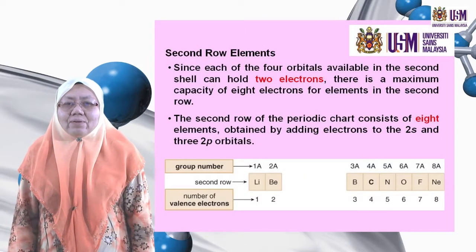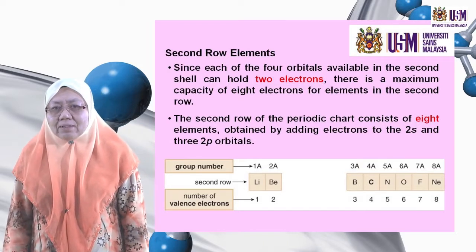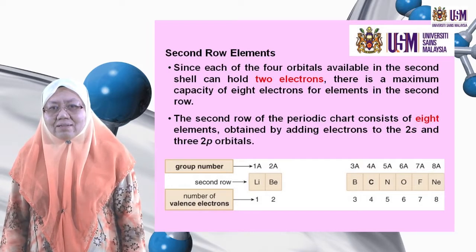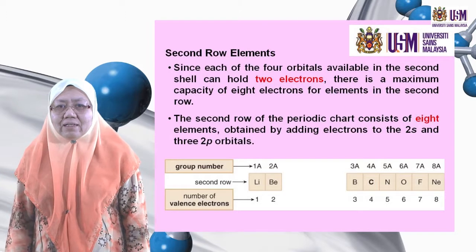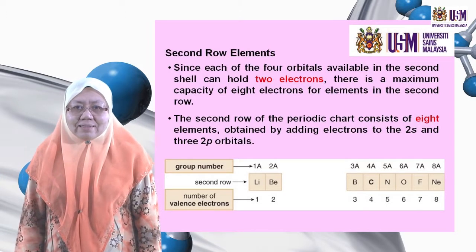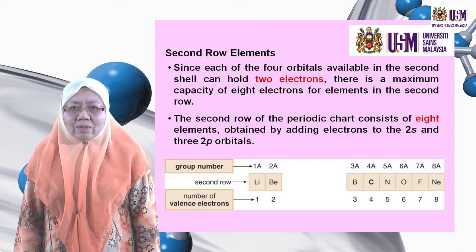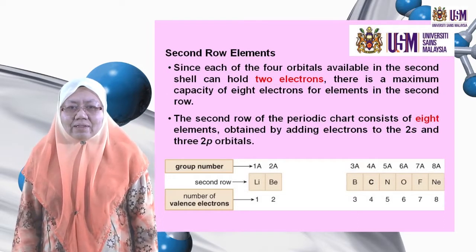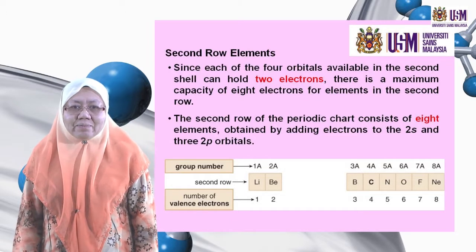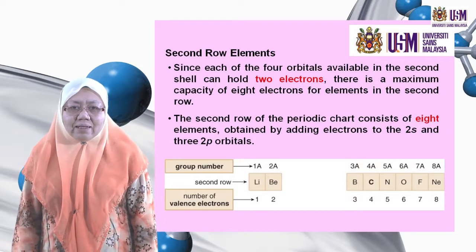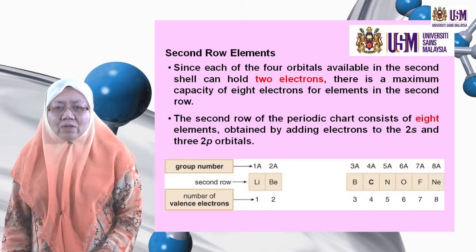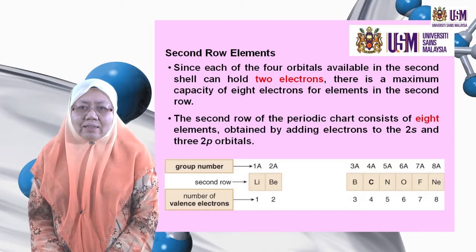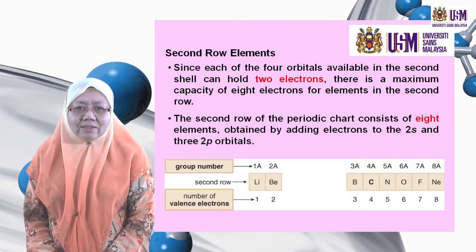Now we look at the second row of elements in the periodic table. Since each of the four orbitals available in the second shell can hold only two electrons, there is a maximum capacity of 8 electrons for each element in the second row. So as we can see, in the second row, the first atom is lithium. Lithium has one electron in the 2s orbital, whereas beryllium would have two electrons in the 2s orbital. And we go on to boron, which has two electrons in the 2s and one electron in the 2p.